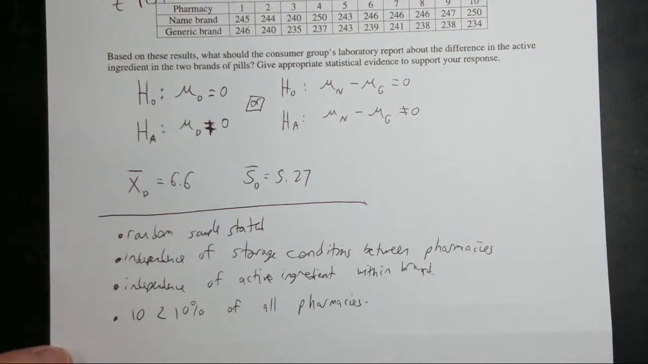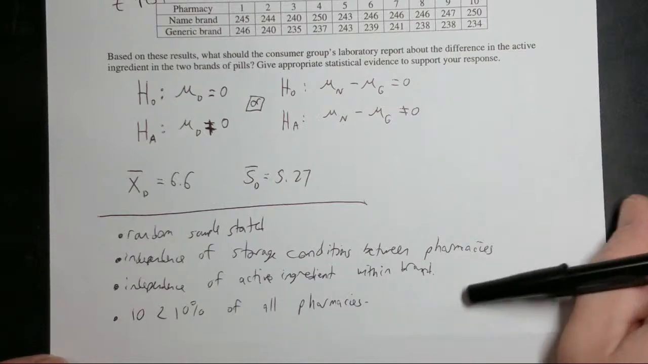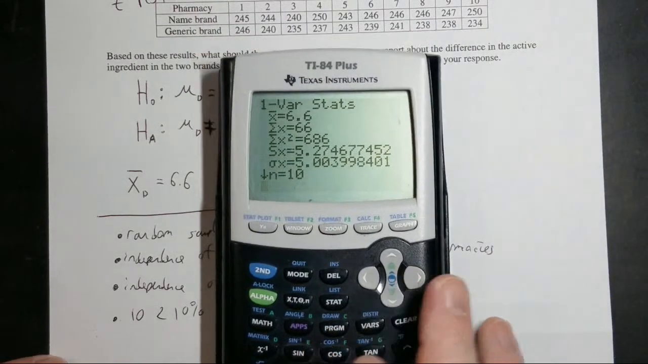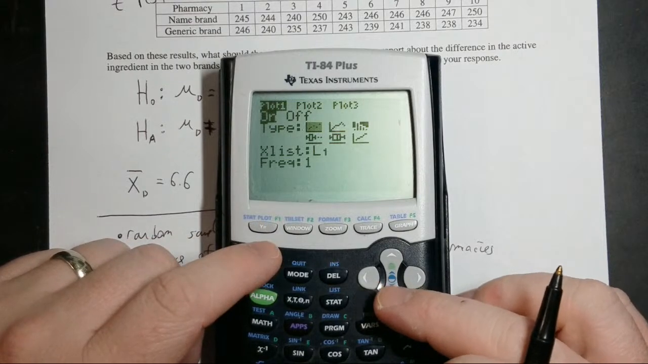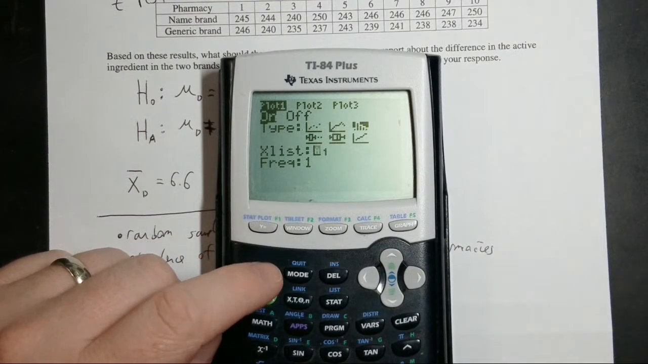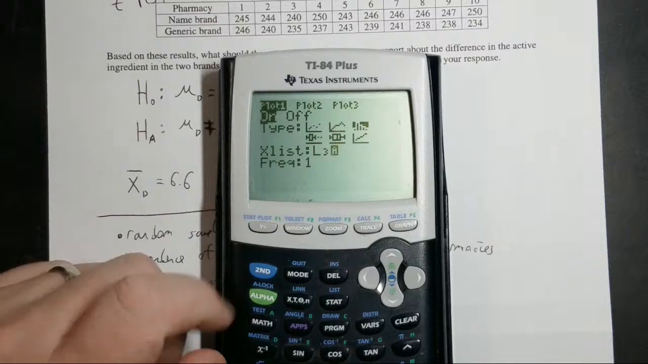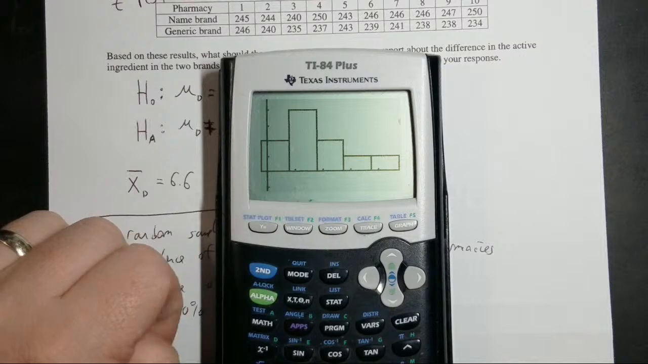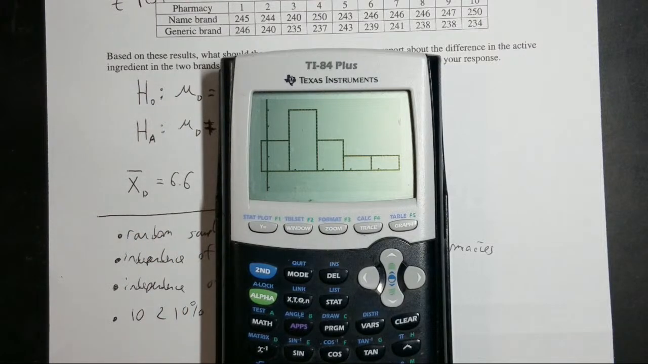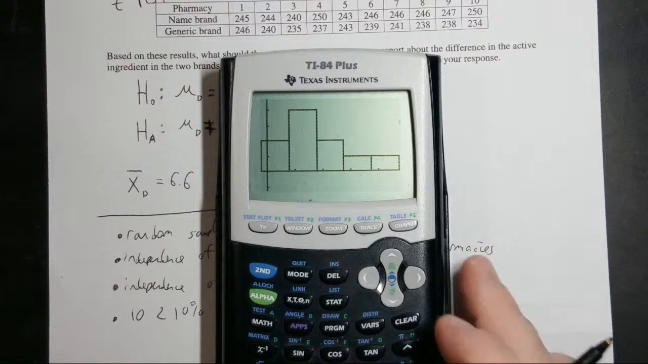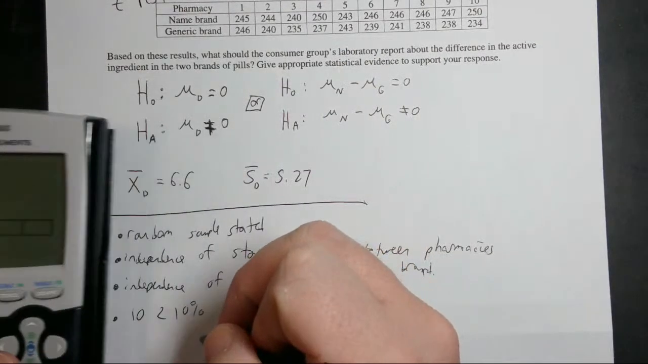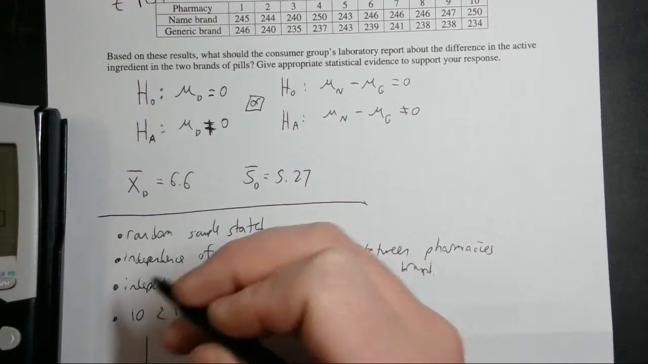But we also have to talk about nearly normal. You have your data saved in your calculator. You could do a histogram, but you'd have to use L3 because that's where we had the data for the differences. If I zoom 9 that, this is where we get the fluffiness of statistics. That's close enough. Unfortunately, that's what we have to do. Nearly normal enough.